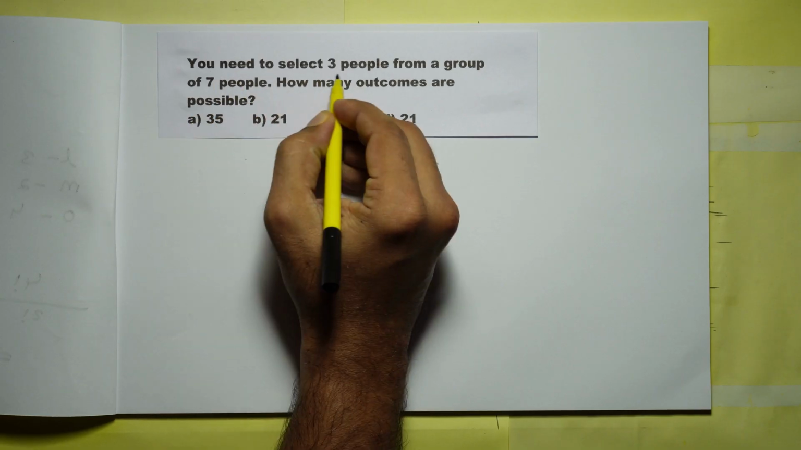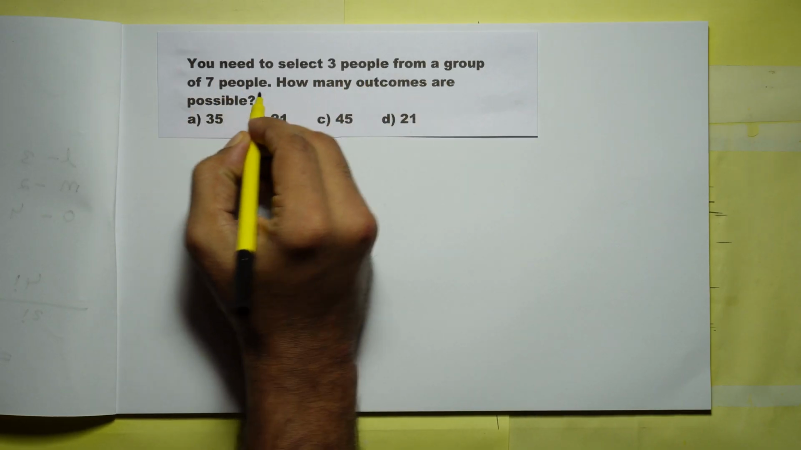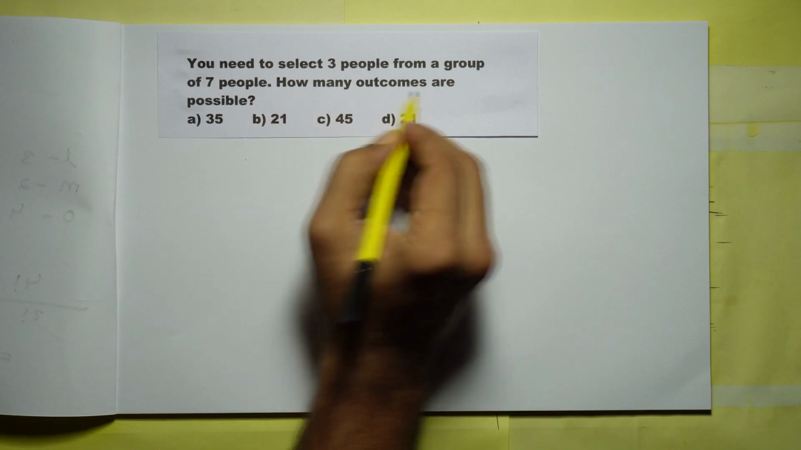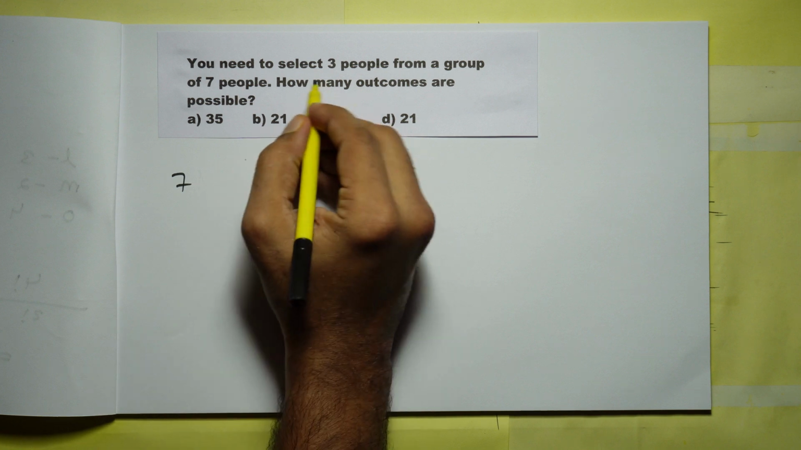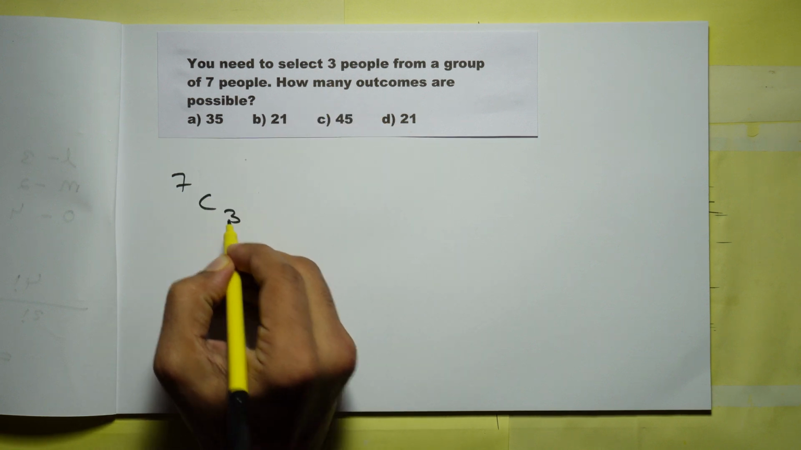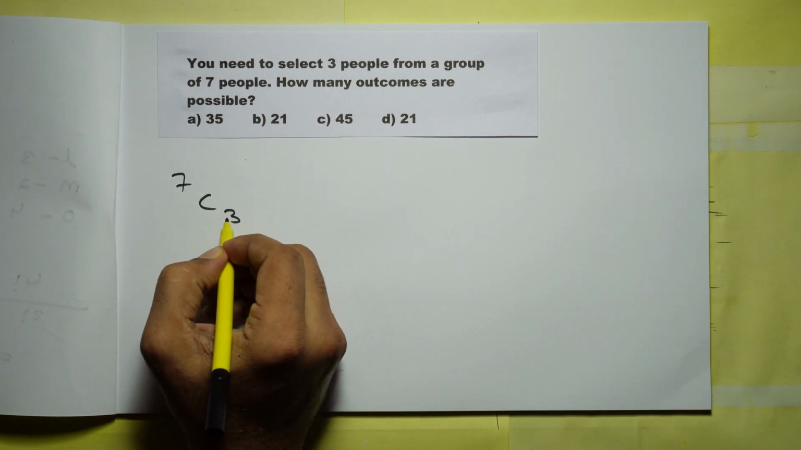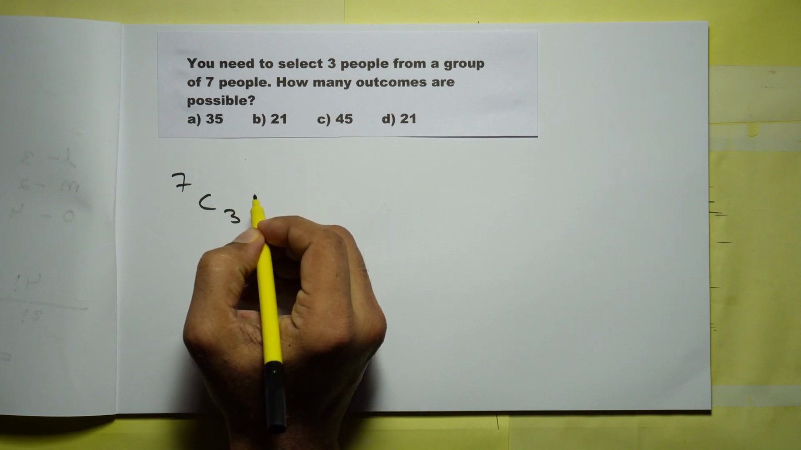You need to select 3 people from a group of 7 people. How many outcomes are possible? So altogether 7 people are there. You need to select 3. So apply the combinations formula and we'll get the total number of outcomes.